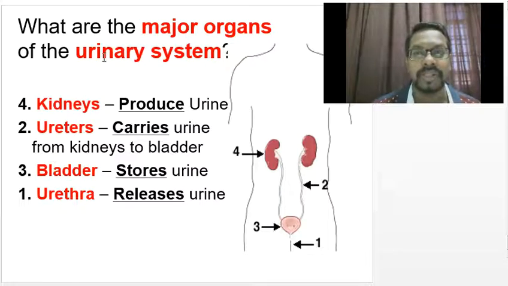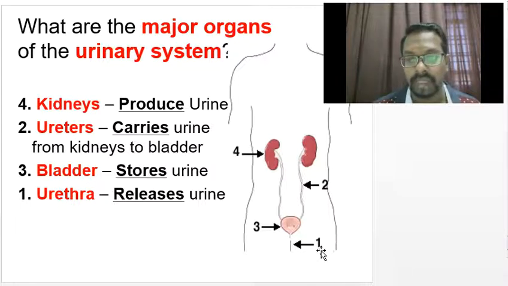What are the major organs in the urinary system? So we have 4 organs: 1, 2, 3, 4. Number 1 is the urethra, release of urine. Number 2, ureters, carry urine from kidneys to bladder. Number 3, bladder, where we store our urine. And number 4, kidney, where urine is produced. So this diagram is not important, but these 4 major organs you must know their major roles, how they play a role in the urinary system.